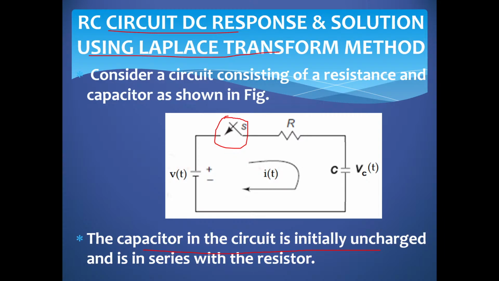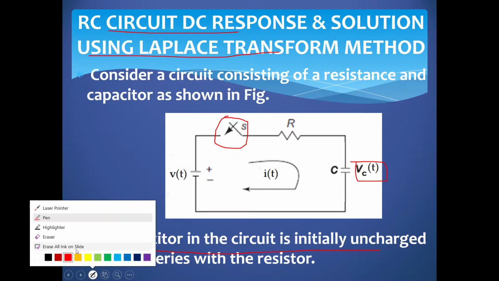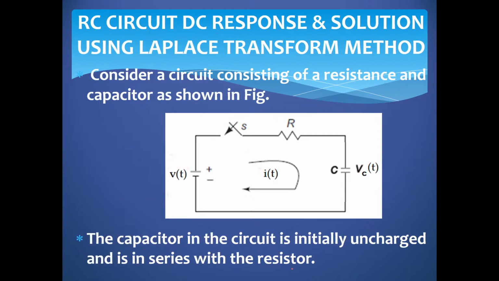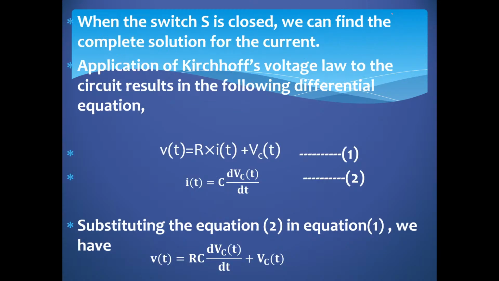So current in the inductor as soon as the switch is closed is 0. Voltage across the capacitor as soon as the switch is closed is also 0. That means at t equal to 0 plus, Vc of t will be equal to 0. So first of all, let us apply KVL and write the KVL equation. When the switch is closed, we can get the solution for this circuit.